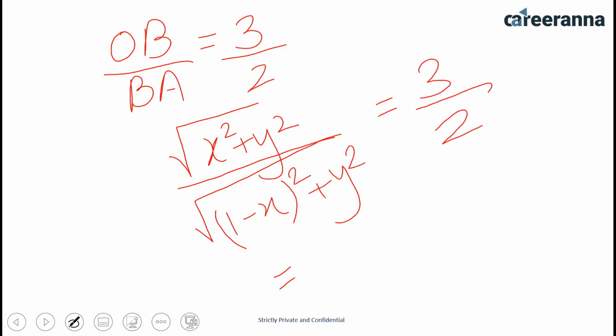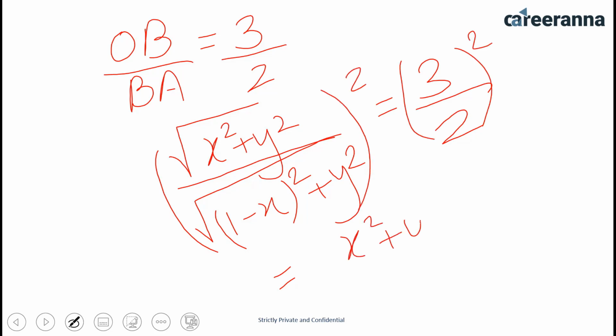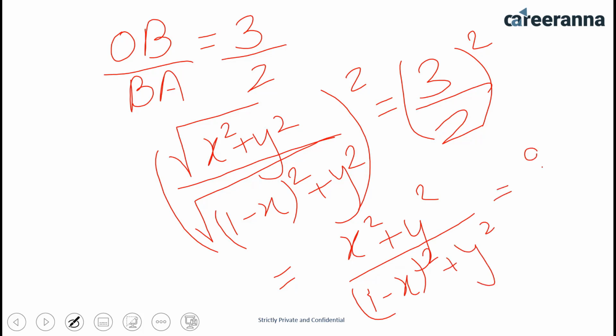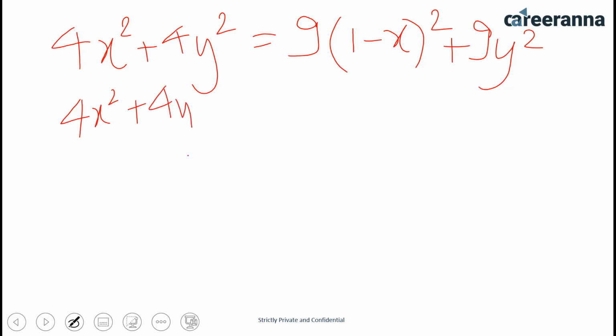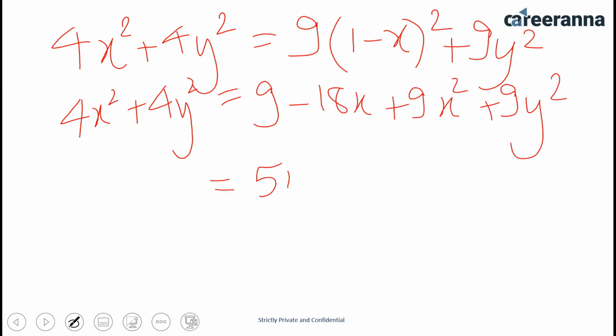If I solve this, squaring both the sides, x square plus y square upon 1 minus x whole square plus y square is equal to 9 upon 4. Now if I further solve it, this will become 4x square plus 4y square is equal to 9 times 1 minus x whole square plus 9y square. Further solving, this will become 4x square plus 4y square is equal to 9 minus 18x plus 9x square plus 9y square. So this will become 5x square plus 5y square minus 18x plus 9 equal to 0.